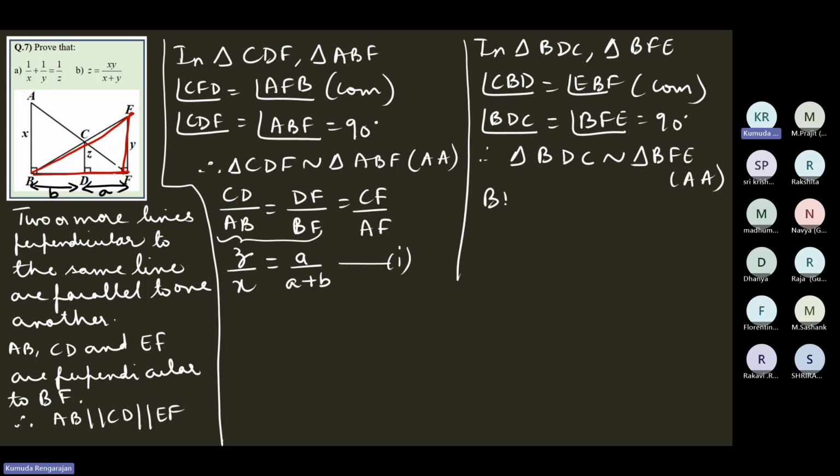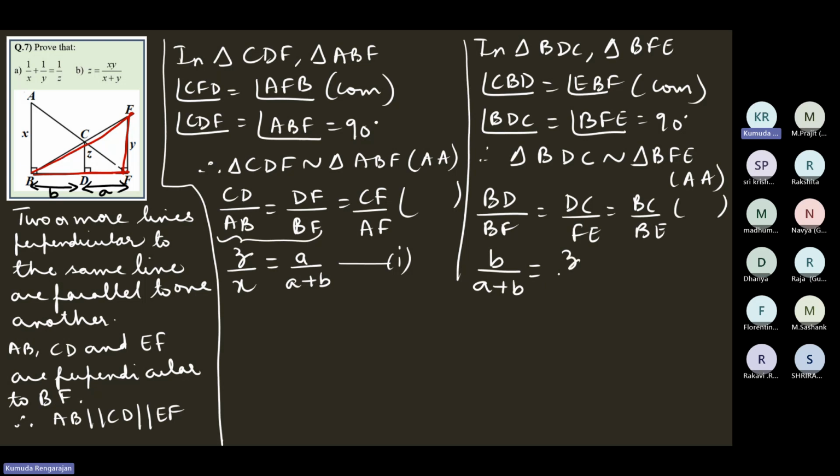Proportion: BD by BF equals DC by FE equals BC by BE. The reason for this is that in similar triangles, corresponding sides are proportional. Now BD is a, BF is a plus b, BC is ..., so we get DC by FE.